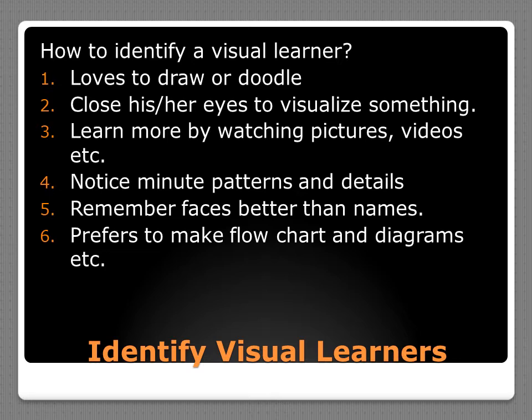So, how can you identify a visual learner? These are some of the characteristics of a visual learner. They love to draw or doodle. They close their eyes to visualize something, and they learn more by watching pictures, videos, etc. They notice minute patterns and details. The fifth point is they remember faces better than names, and they prefer to make flowcharts and diagrams while they are learning something. So these are a few characteristics of a visual learner.